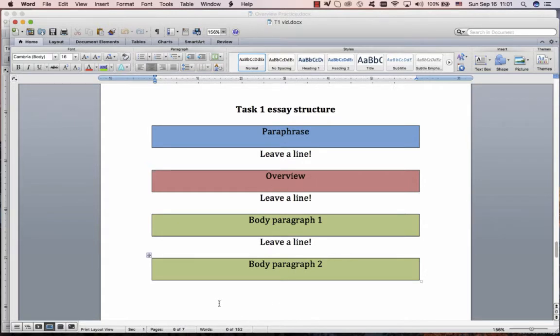Some students put it at the end here. It's okay, but in my experience, it's better to put it here. The examiner is looking for it. He wants to read it. So give it to him straight away.